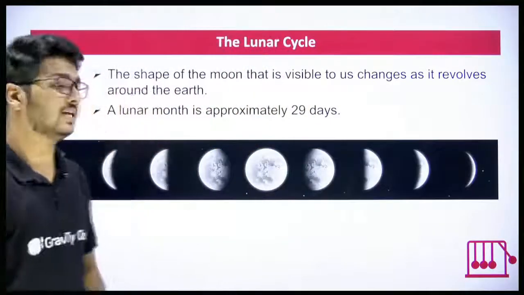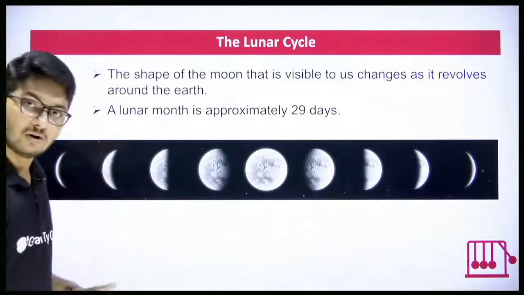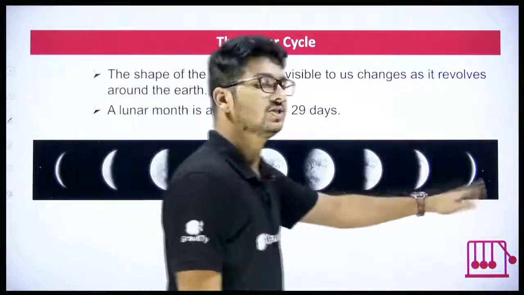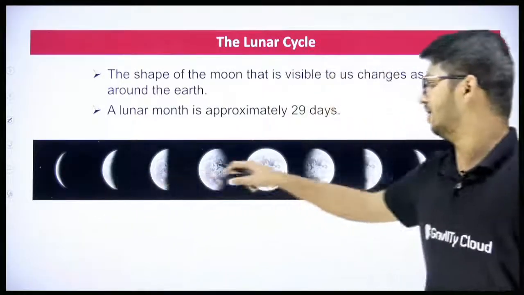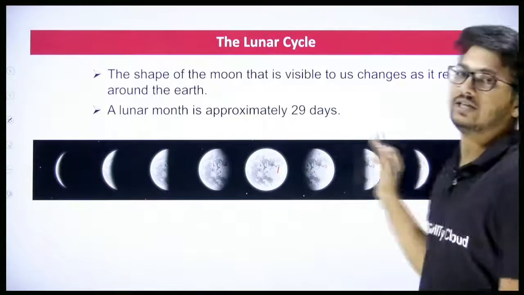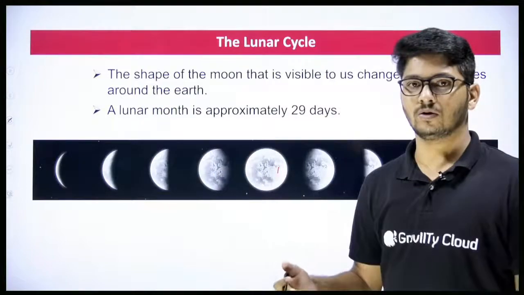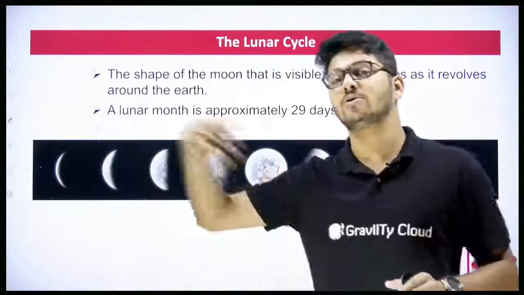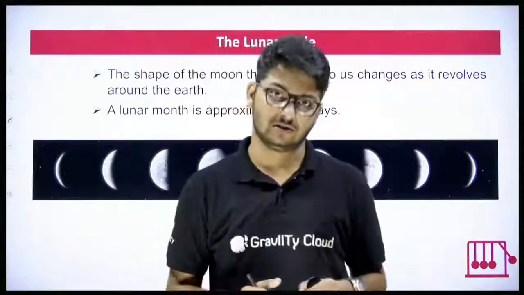If you look at the image, the shape of the moon that is visible to us keeps on changing. You can clearly see, yes or no? This is a full moon. It keeps on changing, from new moon to full moon and again a new moon, or from one full moon to the other full moon, or from one new moon to the other new moon. That we call a lunar month.